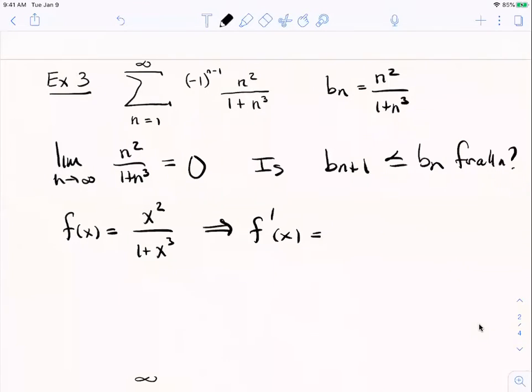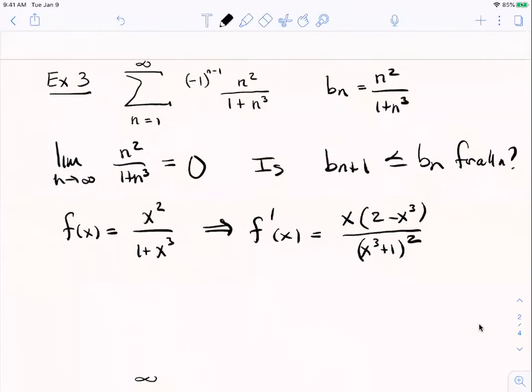And after you do that and simplify it, I hope you're going to stop this video and check this, because this is something that I need you to be able to do. But you can work out that that derivative is going to be, when it's all said and done, this. At least the denominator looks right from the quotient rule.